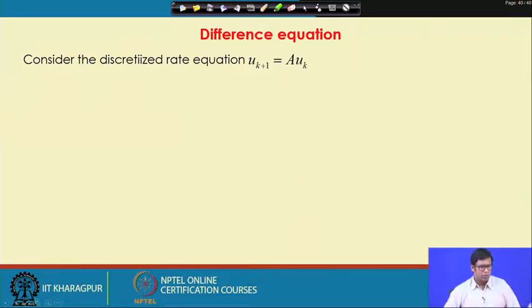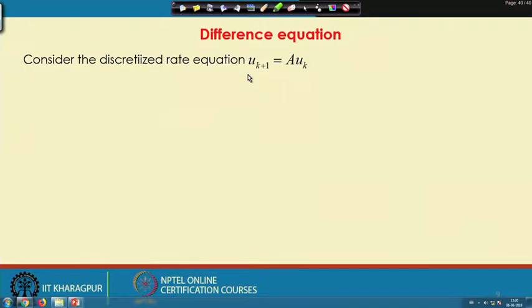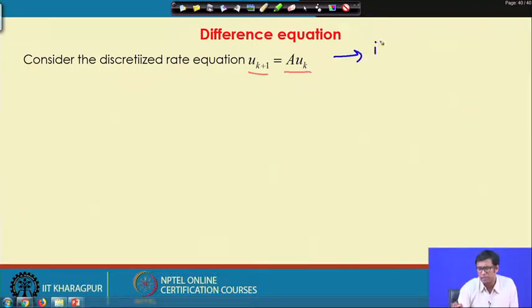Now we go back to the difference equation and consider the rate equation u k plus 1 is equal to A u k. This is an integral part of the differential equation. We had the differential equation du dt is equal to A u, where we can write du dt as u k plus 1 minus u k by delta t, which is A u k. So u k plus 1 is equal to A u k is the difference equation. The change in the value of u is a linear combination involving A, and this will also appear in iterative methods.